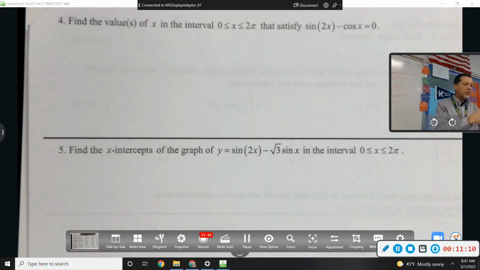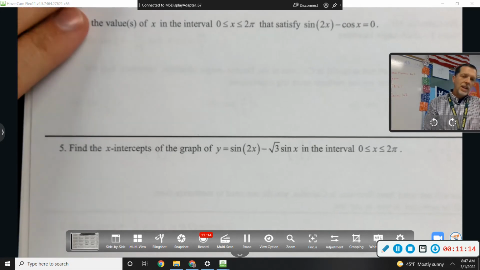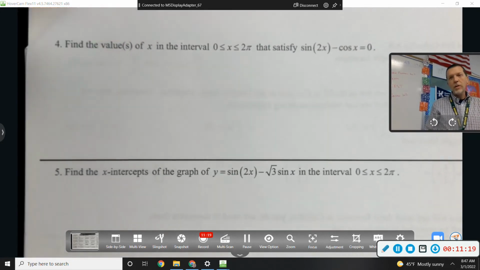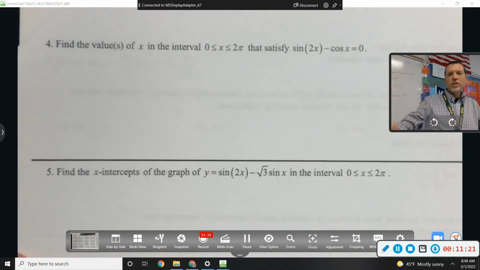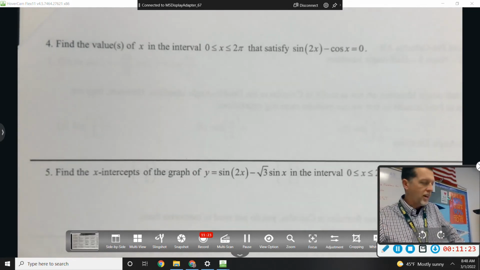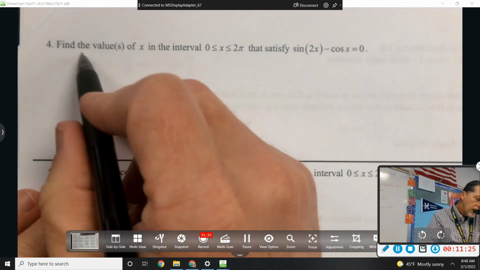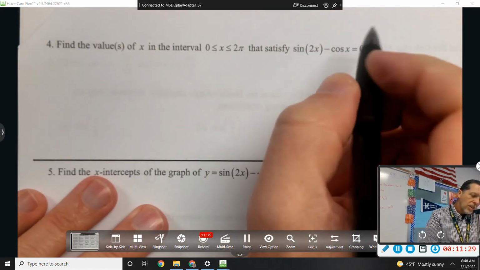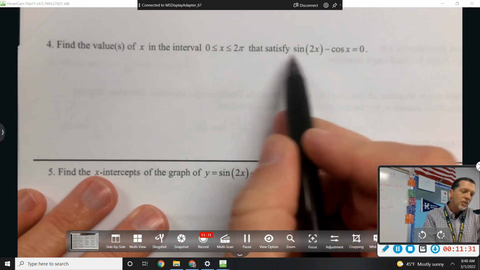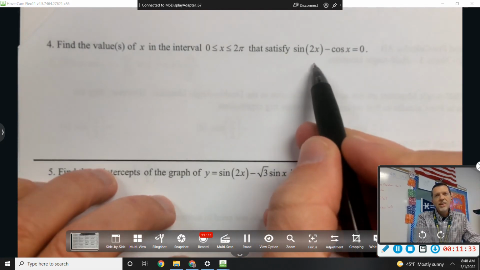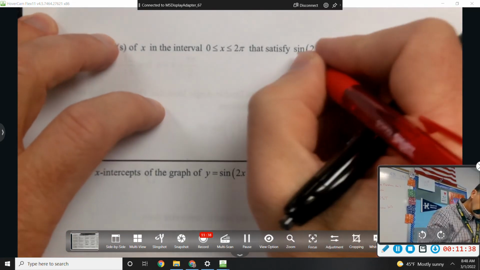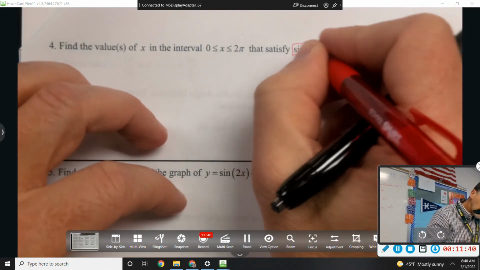Right, now let's use it to solve equations. This is where we combine trig identities with solving equations. Solving equations was the last test. Most of you did well, so most of you will be fine here. Find the values of x between 0 and 2 pi that satisfy this equation. Well, there's nothing I can do with this equation right now, because one's got a 2x and one's got an x. But what's the sine of 2x equal to?